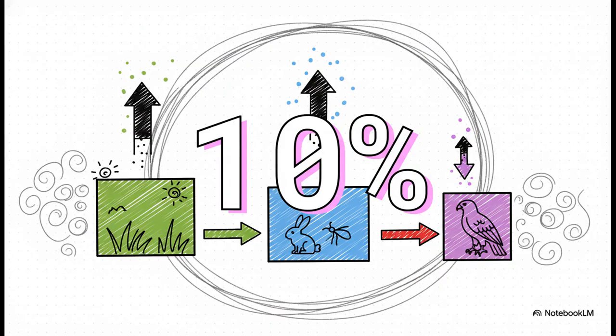And here it is, the big reveal. On average, only about 10%, just 10% of the energy that an organism eats actually gets stored and passed on. Stop and think about that for a second. That means for every single meal, a whopping 90% of the energy is just gone. It disappears from the food chain completely.